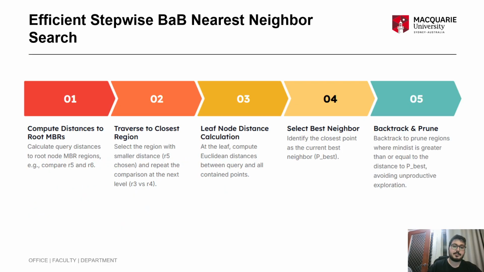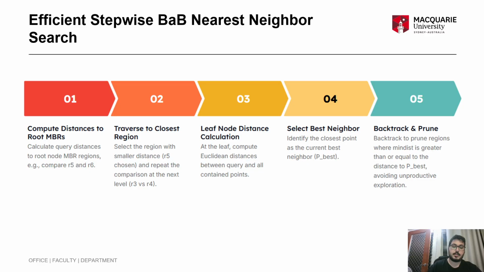The step-by-step algorithm is in this diagram. First, we compute the distance from the root MBRs to the query point, and then after that we go to the child of the node nearest to the query, and then we repeat the process until we reach the leaf node.